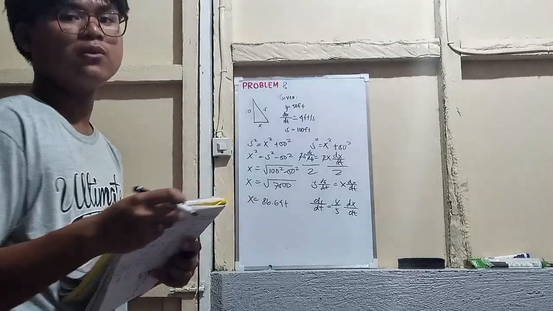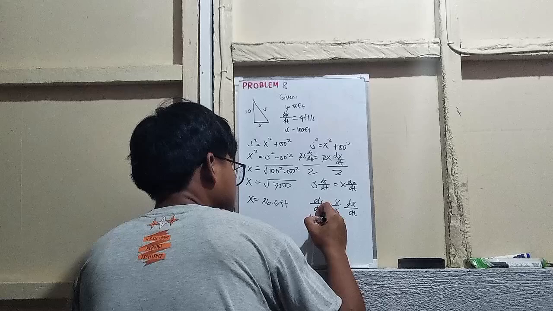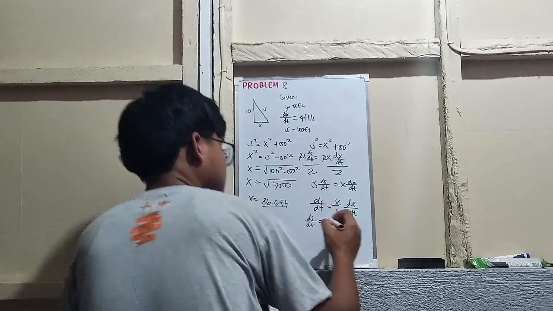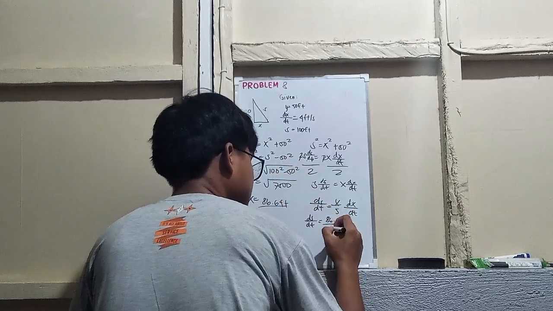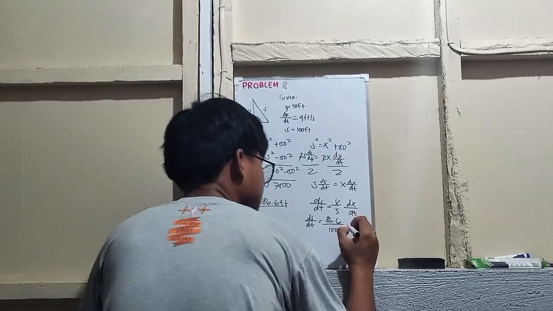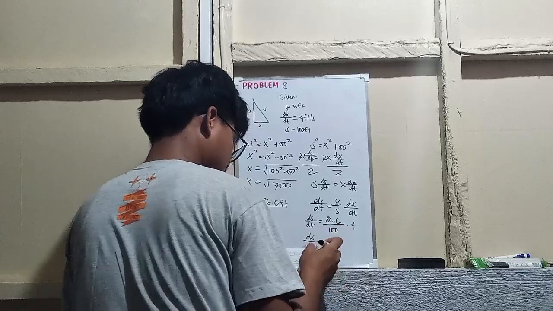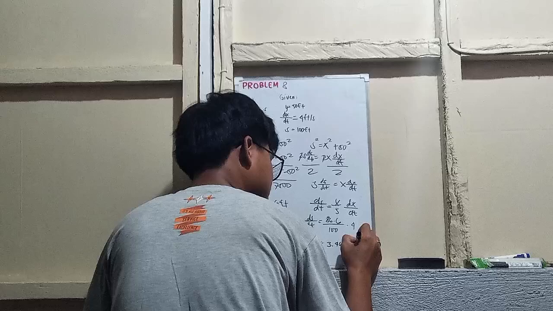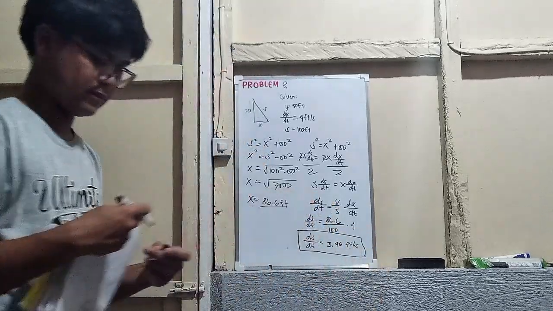Now we'll substitute the given in this formula. So ds over dt is equal to x, which is 86.6, over our s as 100, and our dx over dt as 4. So we will get the value of 3.46 feet per second. So this is our final answer. So we'll proceed to problem 9.